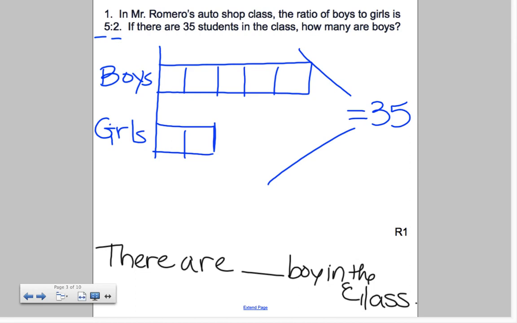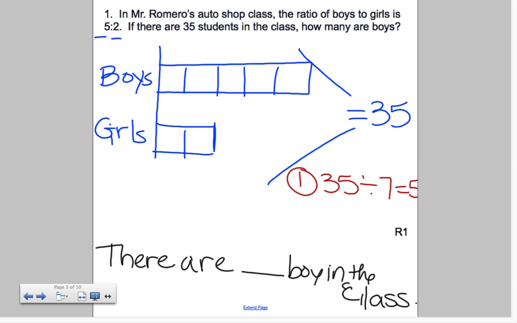So how many groups do we have? We have 5 sections for boys. How many girls do we have? 2. 7 divided by 35. Does that make sense? We're going to take all those, don't we have 7 parts right here in total? We're going to take that 35 total and divide it into 7 parts equally. So what you're going to do over here, underneath, is take a number 1. That's our first calculation. We're going to take 35 and divide it by 7, and that's equal to 5.